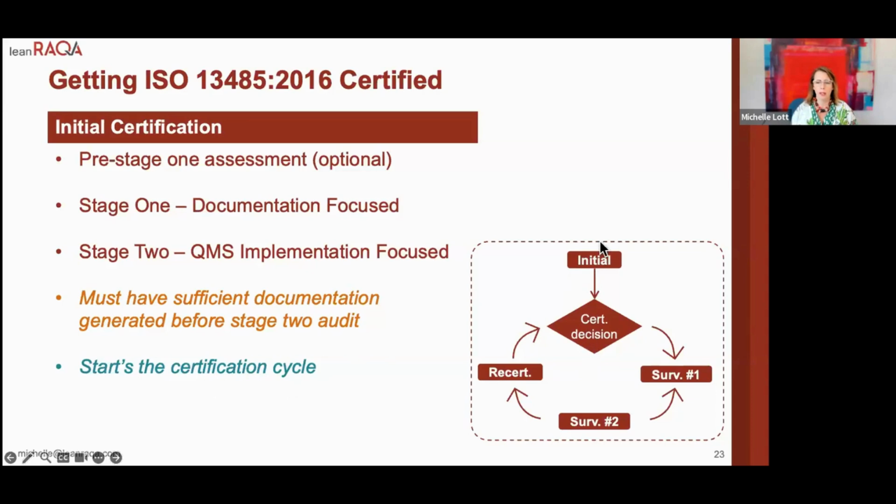The initial audit ends in a certification decision. If you get your certificate, then you move into surveillance audits, where these are not full certification audits. They're smaller in scope and in time. And so year one, you get a surveillance audit. Year two, you get a surveillance audit. Then you go through a full recertification in year three, and then it starts all over again.